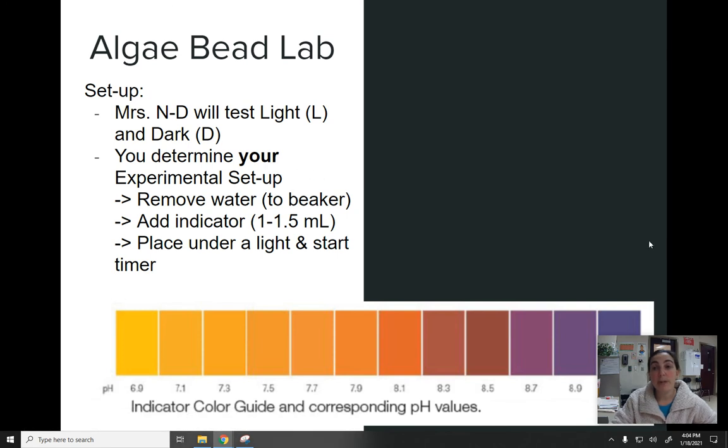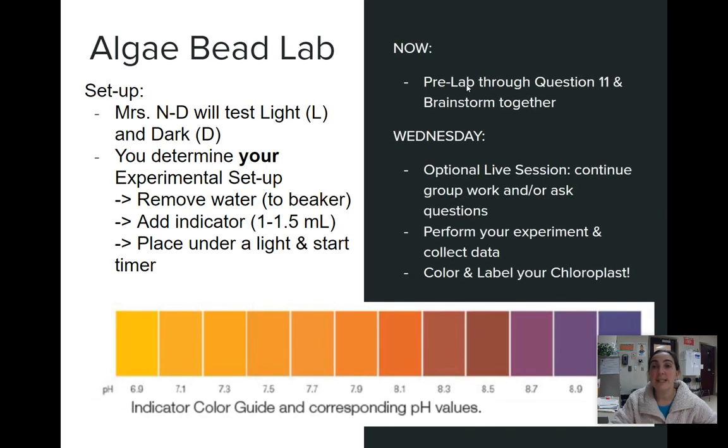So tomorrow you will be doing a few things. First of all, today you are going to work through the pre-lab questions. So that's your first task as soon as you finish watching this, is to go and begin working through the pre-lab questions to make sure you understand how this indicator works and when it's going to turn more purple and when it's going to turn more yellow, and what your data means and what's going on in there.